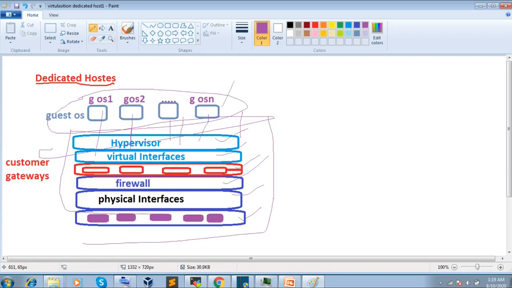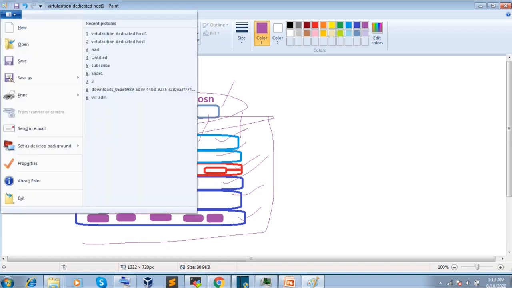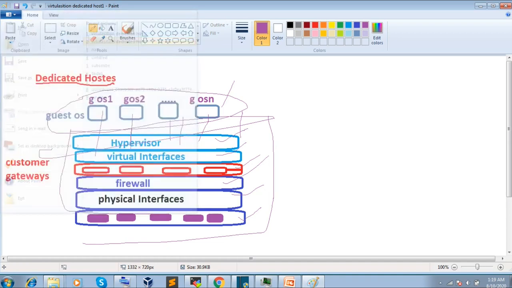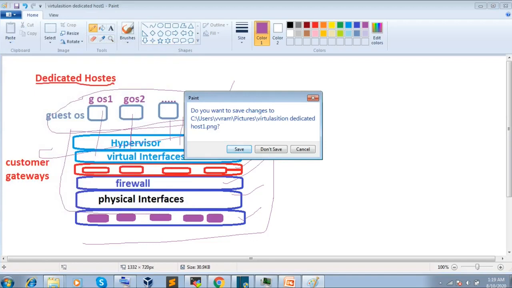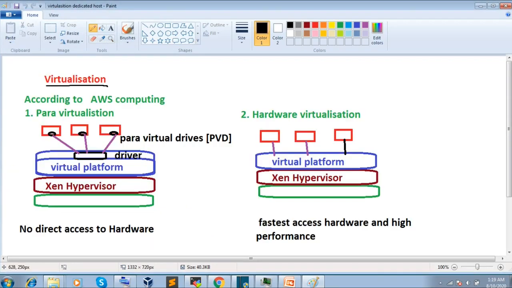Another benefit is that your on-premises OS and licenses can be used on this dedicated host. That means you can decrease your cost by using that host.